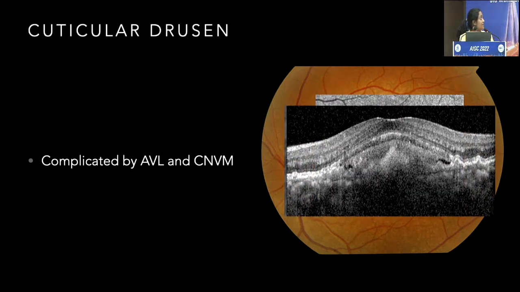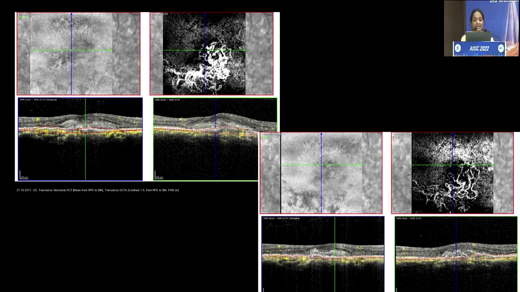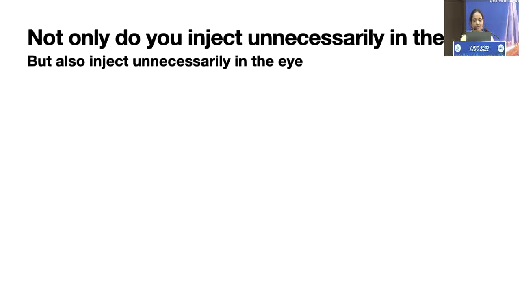So look at this slide. Are you telling me honestly that you will do an ICGA at every visit for this patient when I can show you how nicely this big lesion has resolved with one injection of aflibercept? So what I'm trying to say is, so many times we not only inject unnecessarily in the arm, but we also inject unnecessarily in the eye.